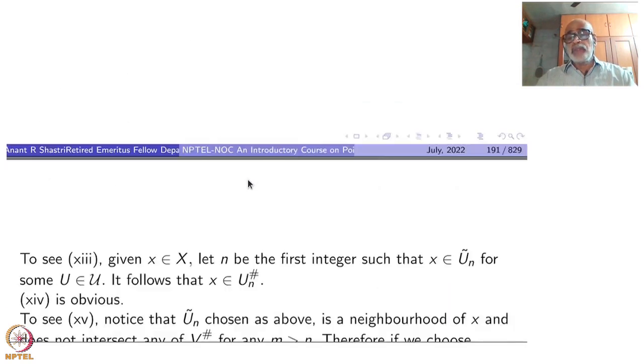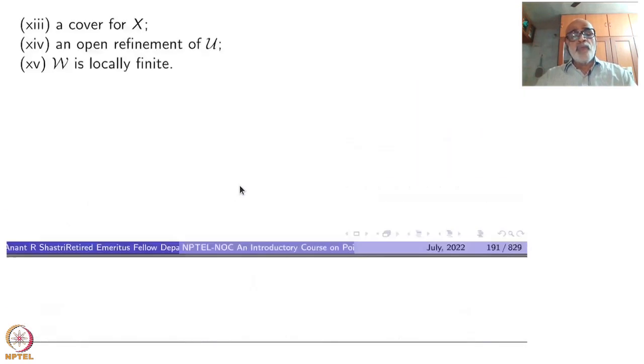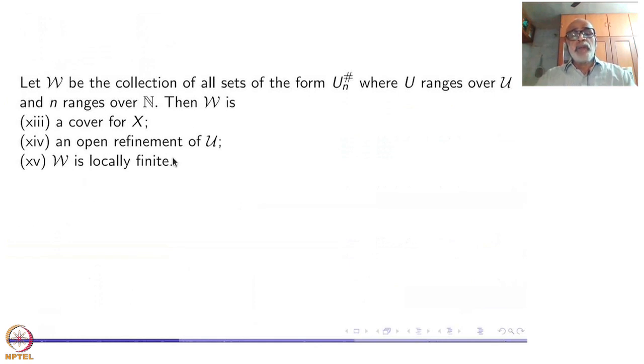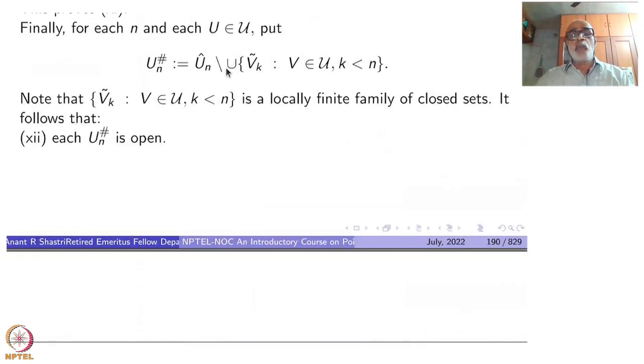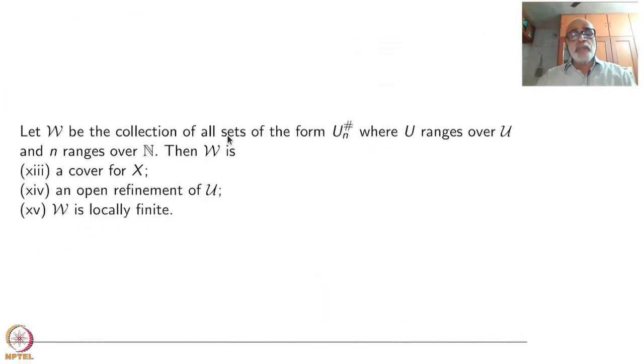So these things cover. Okay, the 14th is what? It's an open refinement. We have told it's open and these are refinements. They are all subsets of U. That is clear. The 15th is why it is locally finite.